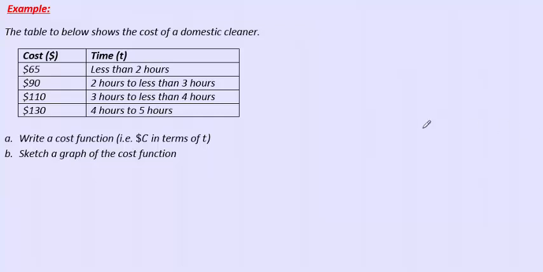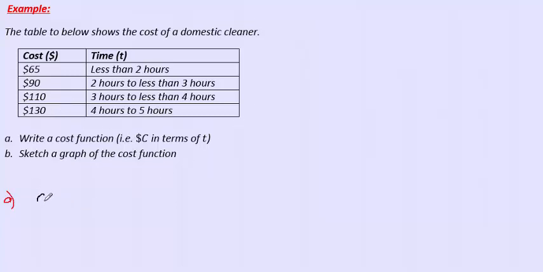We're given a table here that shows a step cost function. And what we need to do is first of all, write the cost function and secondly, sketch a graph of it. So I'll do part one first.